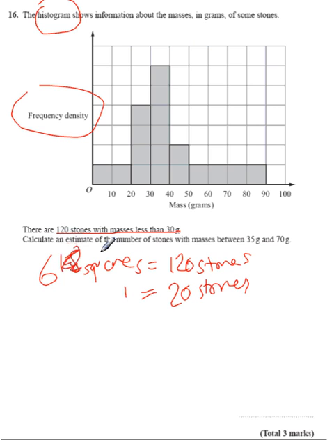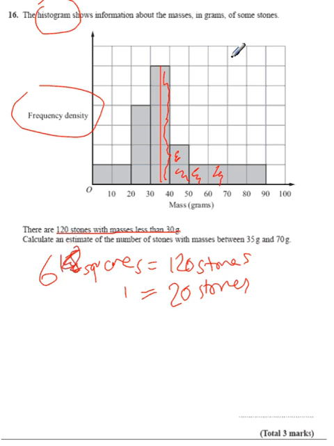So it says calculate an estimate of the number of stones with masses between 35 and 70 grams. Well, between 35 and 70, we're obviously going to count this square, and this square, and this square, and this square, because that's all the stuff we know is between 40 and 70. We know that there are 6 squares, so that's 120 stones, between 30 and 40. So if there are 6 squares between 30 and 40, how are we going to count as between 35 and 40? Well, it's reasonable to just split the group in half, and so effectively we've got half of 6 squares here, so that's 3 squares.